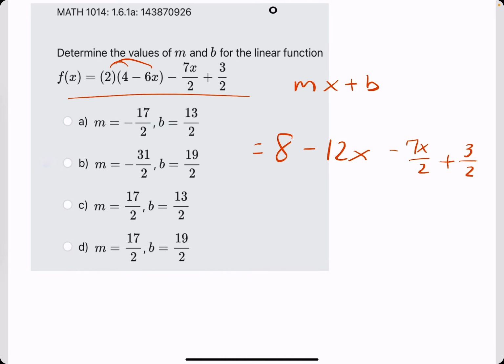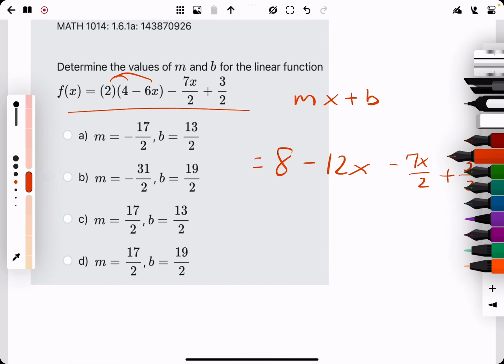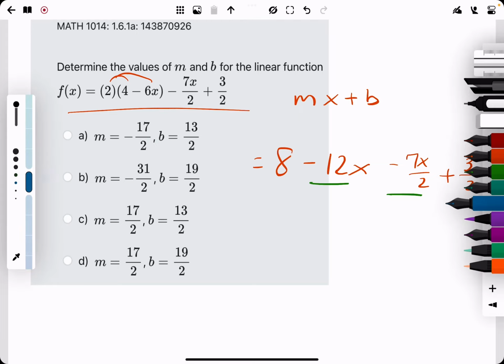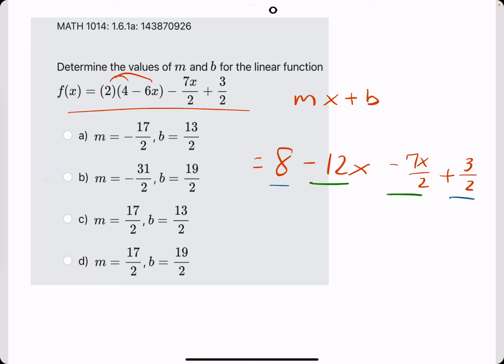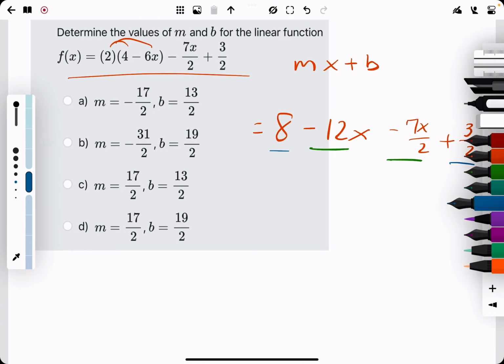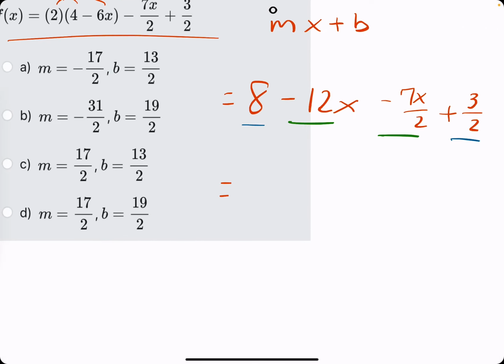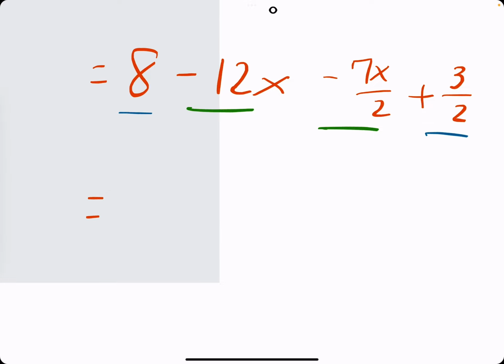So what do we need to gather? We need to identify the x terms versus the constant terms, right? So we're going to combine like terms, and that will lead us to an mx plus b endpoint. You get the idea. So negative 12x minus 7 over 2x, or 7x over 2. So we want to think about this as what is negative 12 minus 7 over 2, right? We want to combine those coefficients.